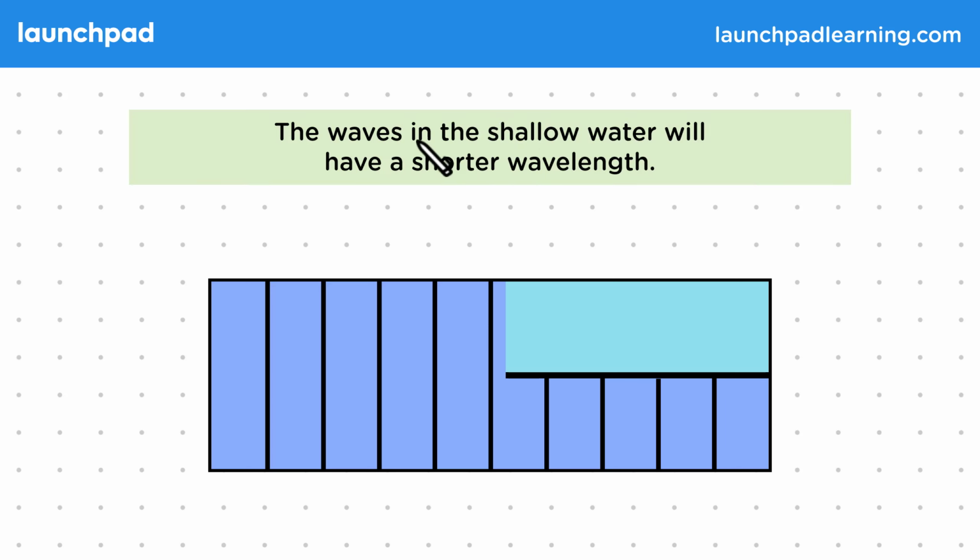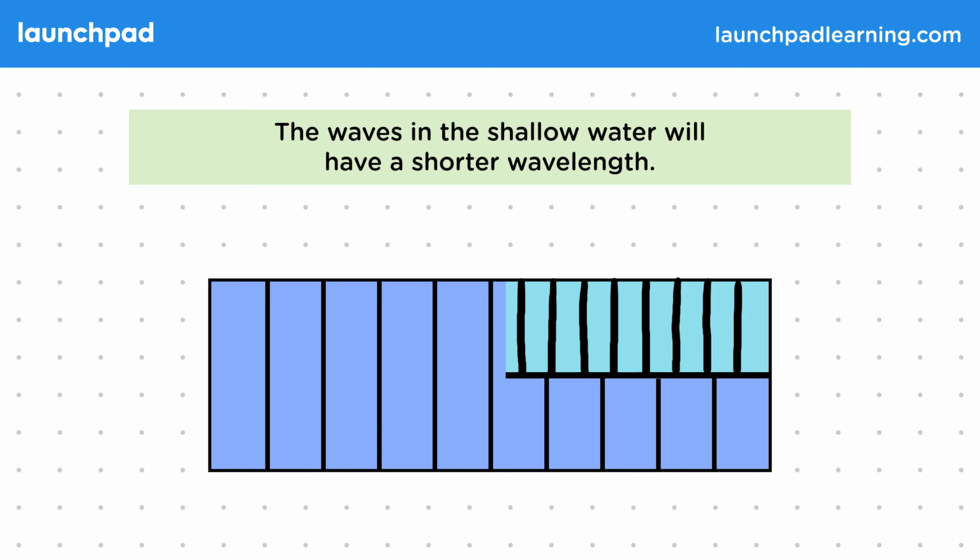Well, the waves in the shallow water will have a shorter wavelength. Remember that wavelength is a distance between two equivalent points on the wave, such as two peaks. In this case, the wavelength would be the distance between two shadows in the ripple tank. We can see the shadows in the shallow water will be closer together than in the deep water, though you don't need to know why this happens at GCSE. But you should be able to recognise that this shows us that the wavelength here is shorter.